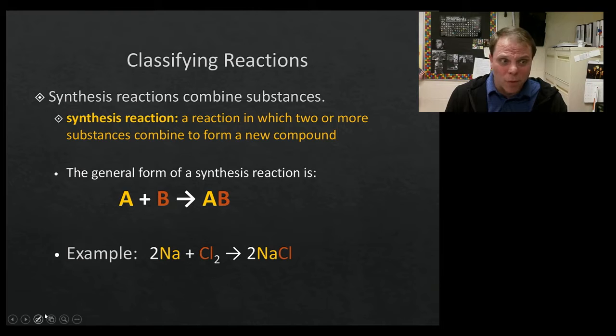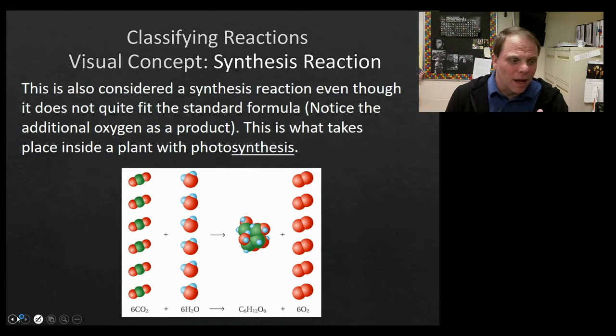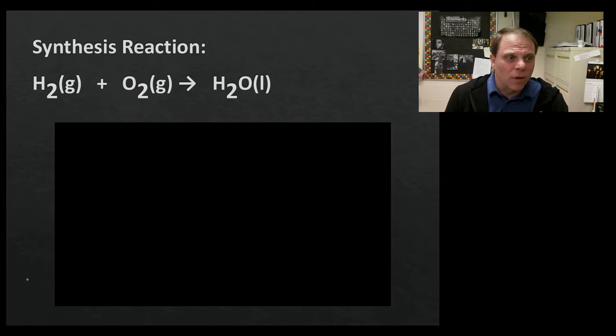So a good example for a synthesis reaction is when you have sodium and chlorine coming together to form sodium chloride, all right? So this would be an example of the formation of salt, table salt. Okay, so this is a synthesis reaction, and then this synthesis reaction is one in which you've got hydrogen and oxygen coming together to form water.